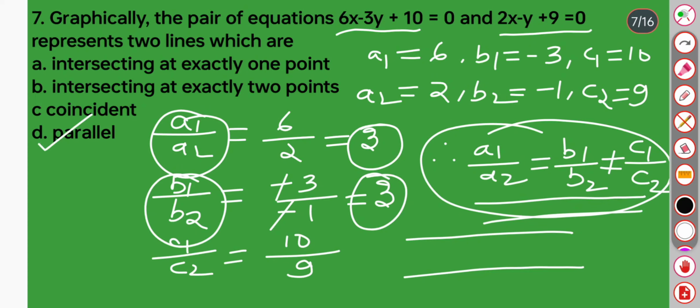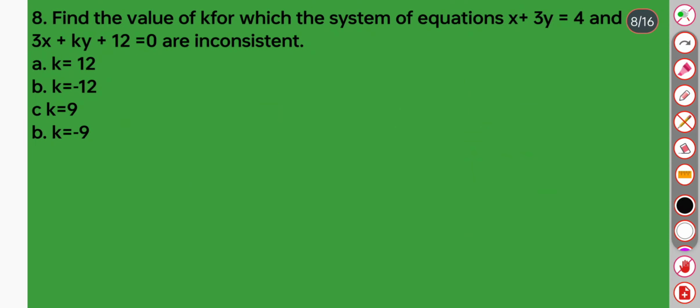Okay, let's see our next question. Question number 8. See what is given. Find the value of k for which the system of equations x plus 3y equal to 4 and 3x plus ky plus 12 equal to 0 are inconsistent. Here we need to find the value of k. Our first equation is x plus 3y equal to 4 and our second equation is 3x plus ky plus 12 equal to 0, which are inconsistent.